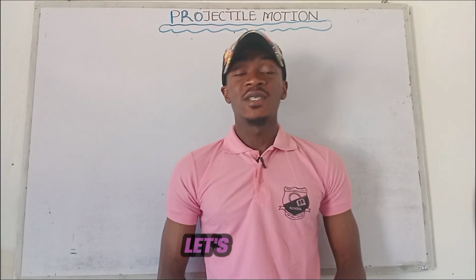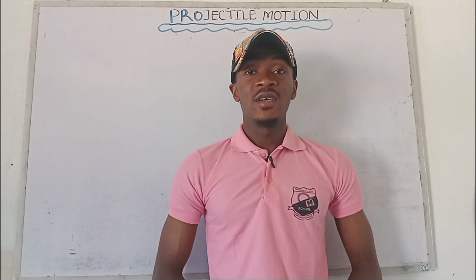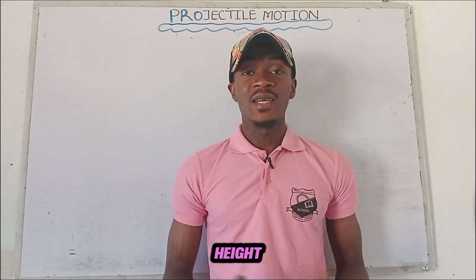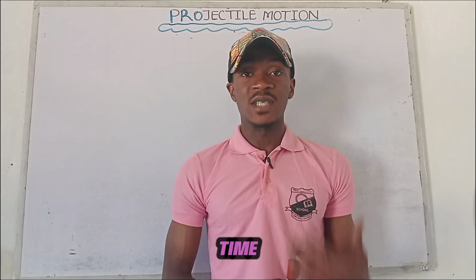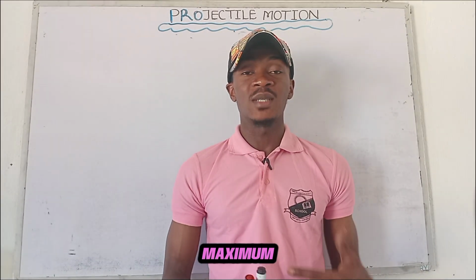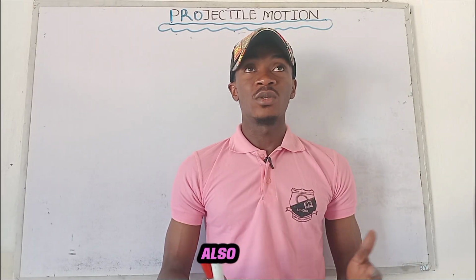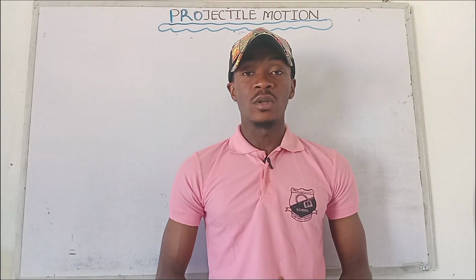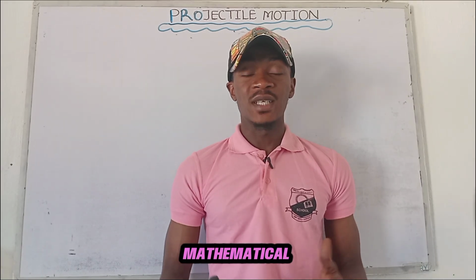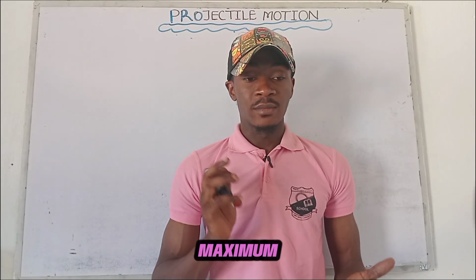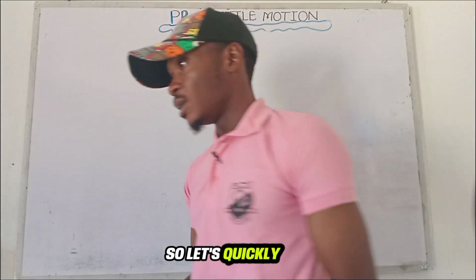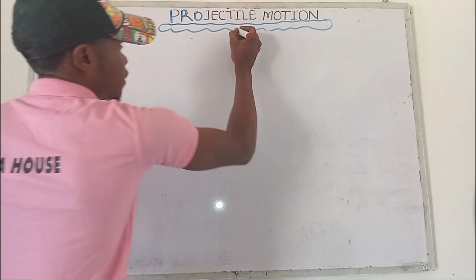All right, at this point, let's quickly proceed to derive projectile equations or formulae for maximum height as well as range. We've done that for the time taken for a projectile to reach its maximum height h, and then we've also done that for the total time of flight of the given projectile. All that's left is for us to derive the mathematical equation for the maximum height and then the range. So let's quickly get into that.